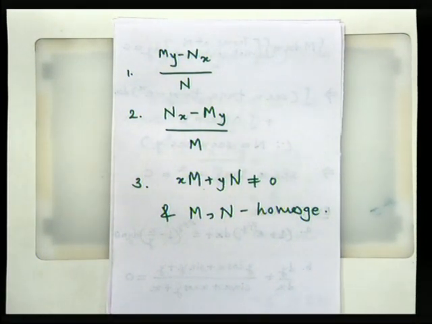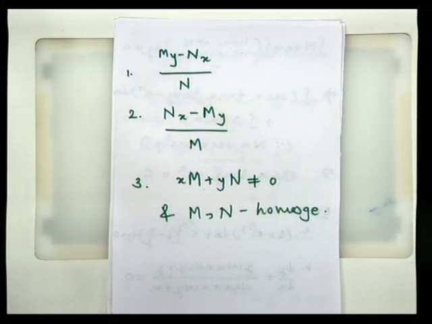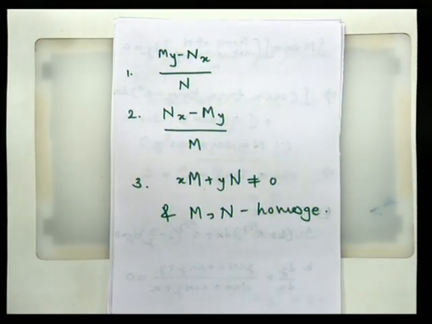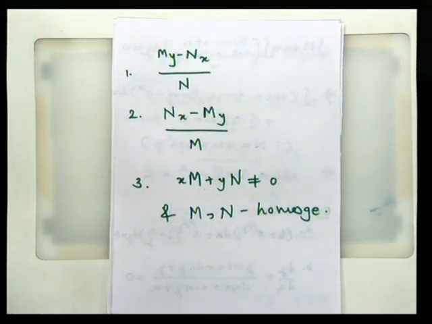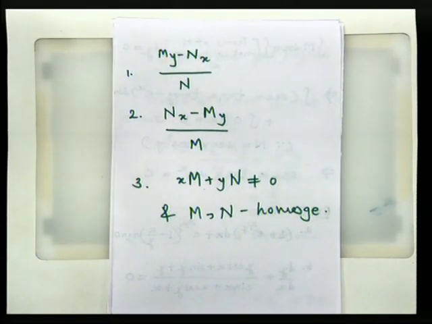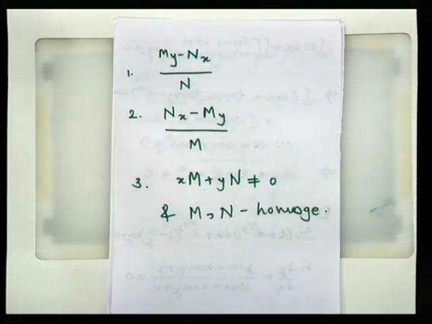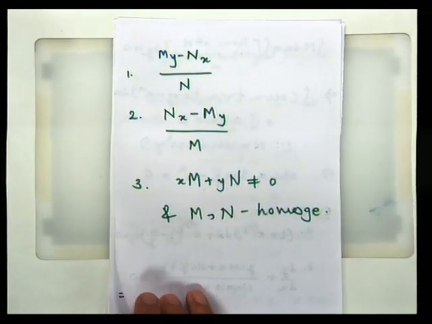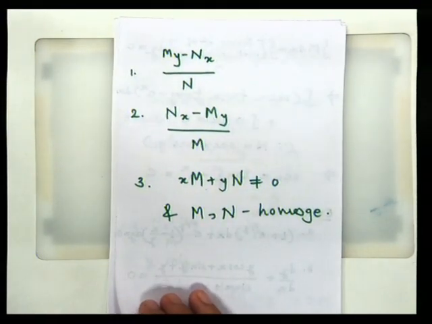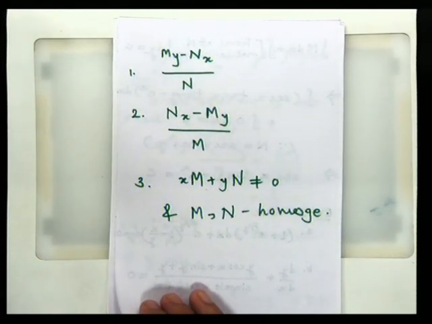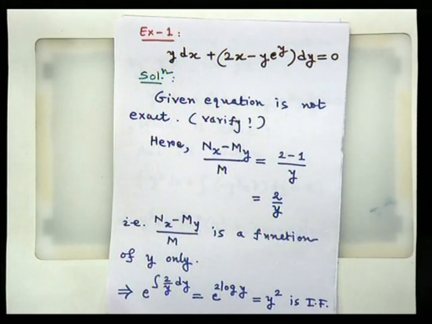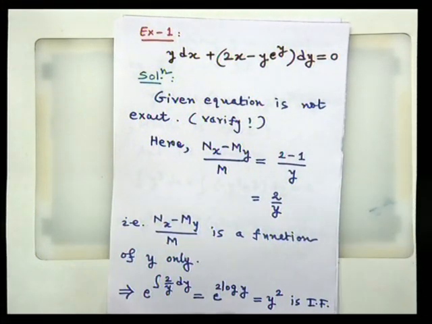First, is (My minus Nx) by N a function of y only, or (Nx minus My) by M, is it a function of x only, or is xM plus yN not equal to 0 and M and N both homogeneous functions of the same degree? If any one of these conditions is satisfied, then we have seen the rules for the solution. So what is the integrating factor in that case?